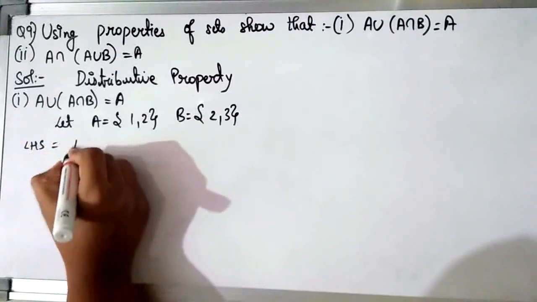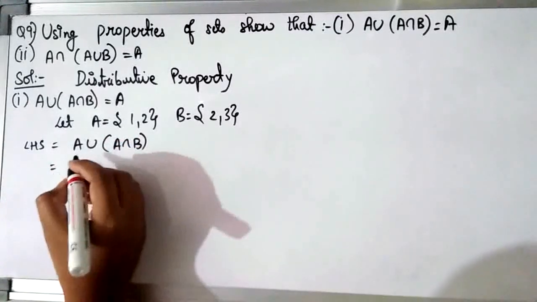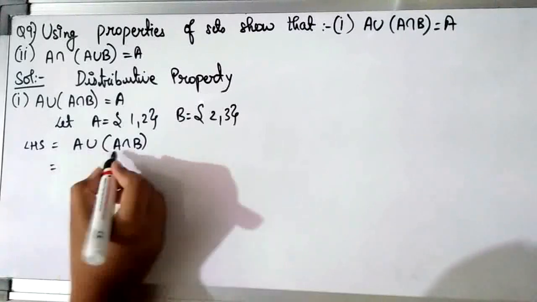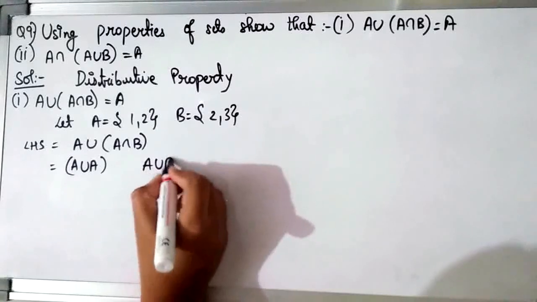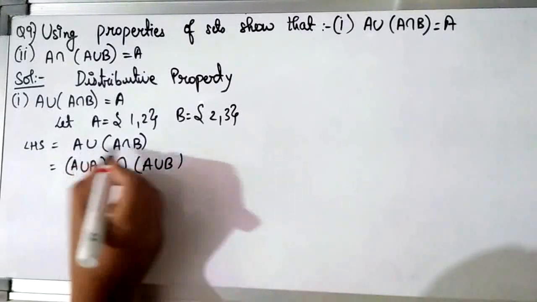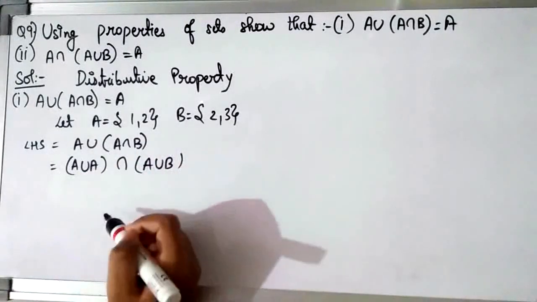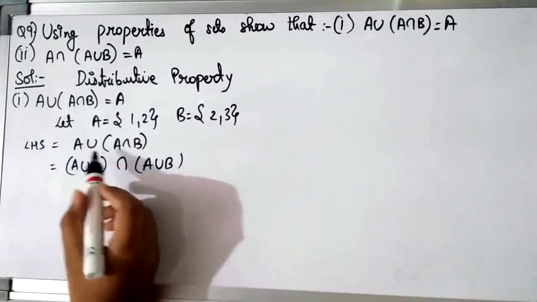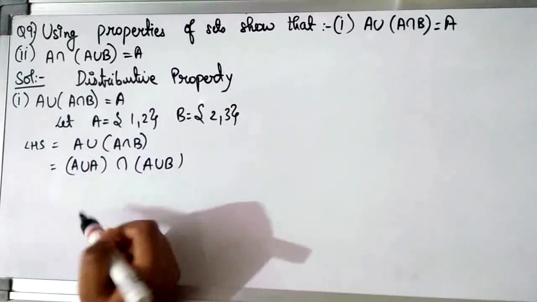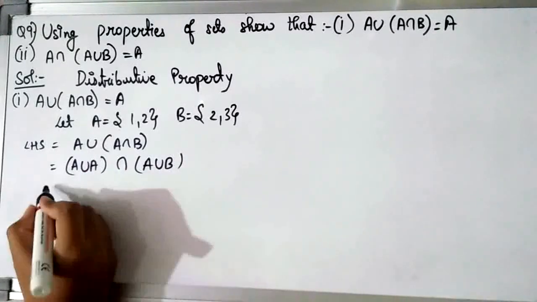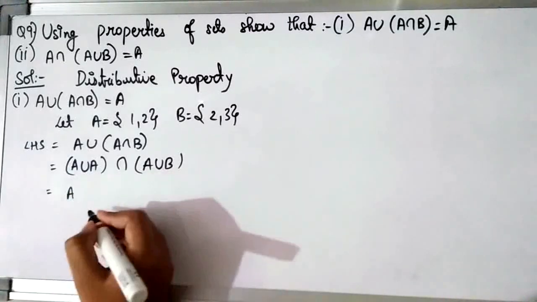Now let us take LHS, A union A intersection B. Now over here we are going to apply the distributive method, and this will become A union A, A union B, and in between will come your intersection. In my previous videos I told you in a very detailed way how to use this distributive property. So here A union A intersection B will become A union A and then A union B, and in between your intersection sign is going to come. Now what is A union A? Both are the same sets, so the union also will be the set A itself.